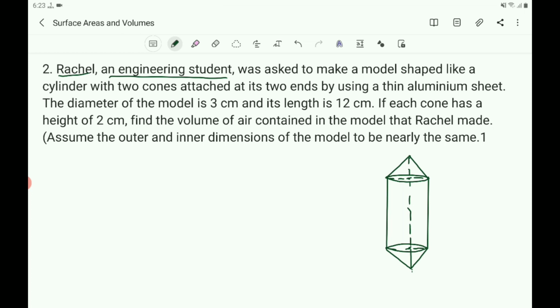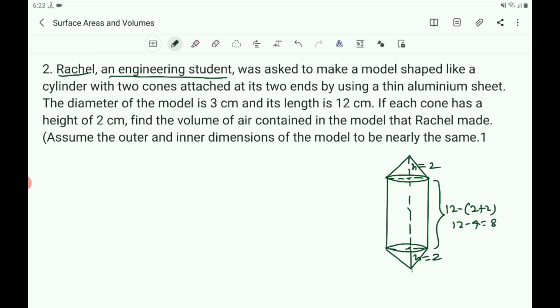Here it is given the height of the conical part is equal to 2 cm. This part is also equal to 2 centimeter. Then the middle portion is equal to what? The whole length is given, that is 12 centimeter. 12 minus this 2 plus this 2, that becomes 2 plus 2, 12 minus 4, you will get 8 centimeter. That is the length of the cylindrical portion. So you can consider that as the height of the cylindrical portion.